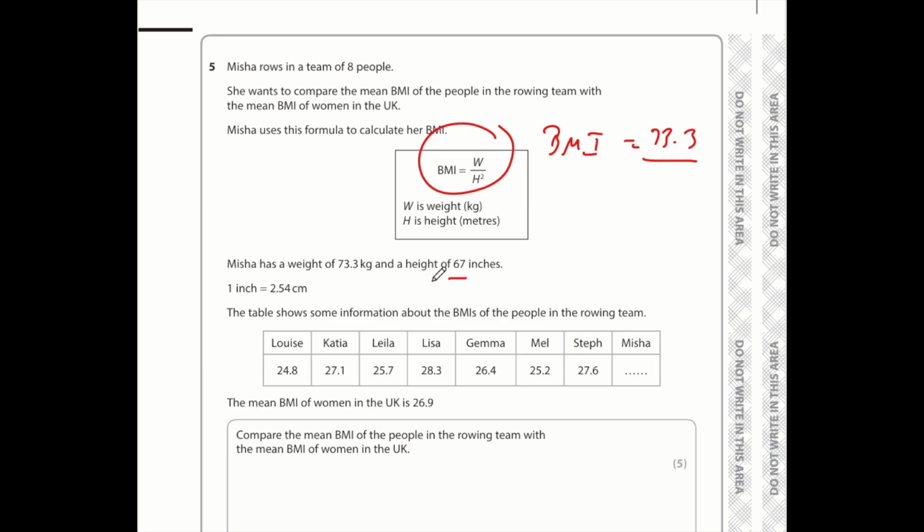Now 67 inches, well, if 1 inch is 2.54, then 67 inches is 67 times 2.54, and 67 multiplied by 2.54 is 170.18 centimeters. So to turn this into meters, we'll divide that by 100, and that is 1.7018 meters.